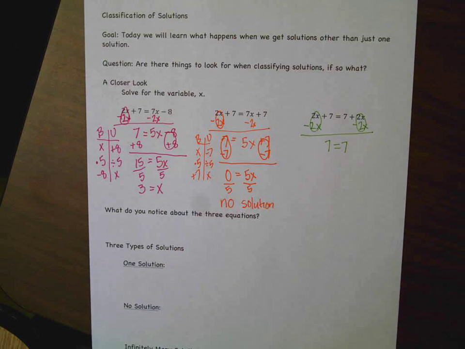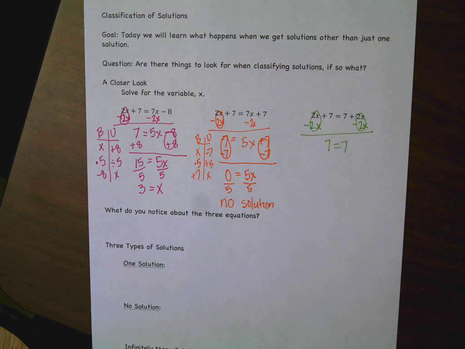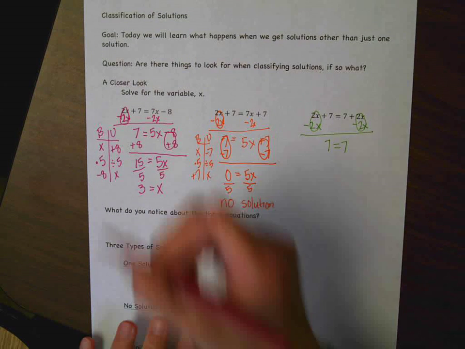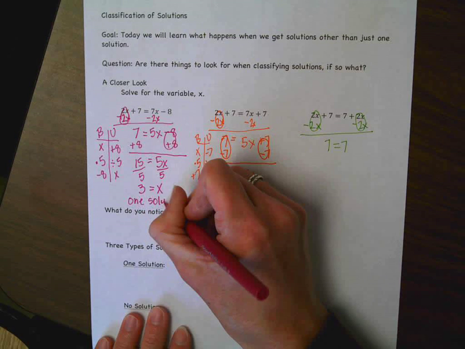Oh, interesting. So this one has a definite solution, and that solution means that there is only one value for x, and that value is 3. So this one we're going to call a 1 solution.